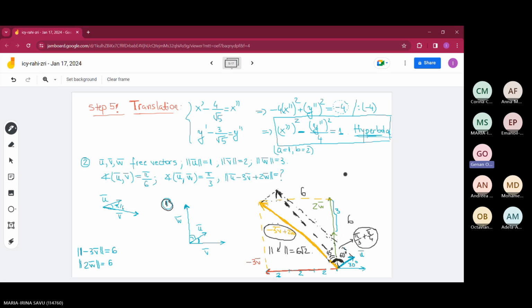Yeah, but this exercise, if you don't make the representation, you can make it very easy.